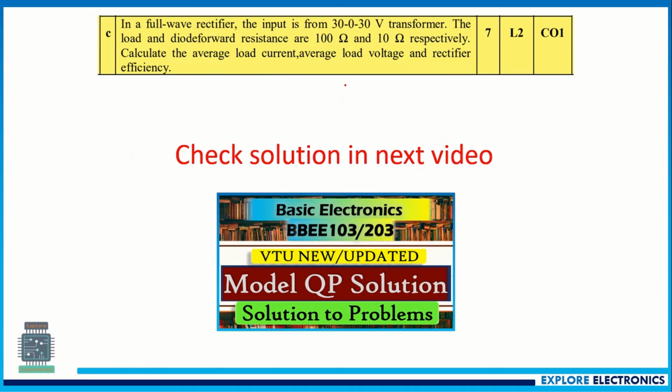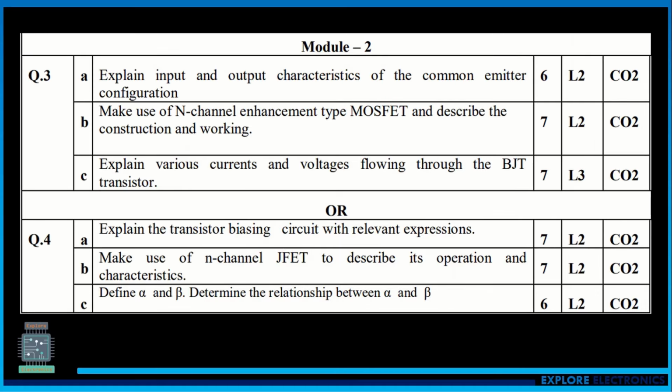Again, this is the problem on full wave rectifier. It is given as a 30 volt transformer is used. Here is the load resistance and the diode forward resistance. We need to calculate the average load current, average load voltage and rectifier efficiency. Let's see in the next video.